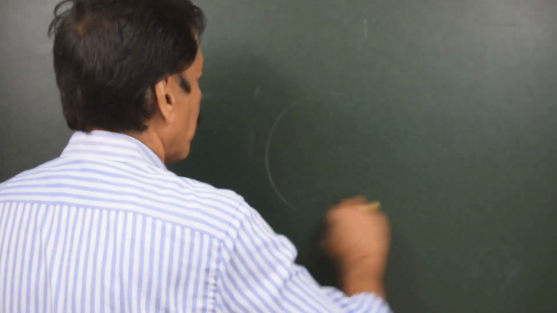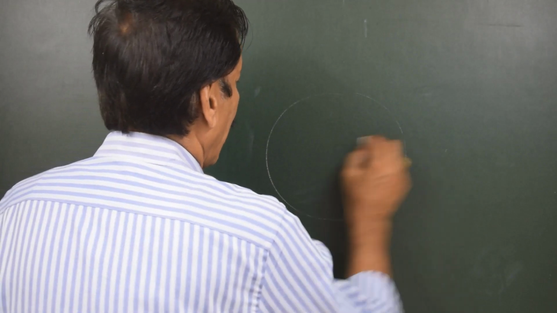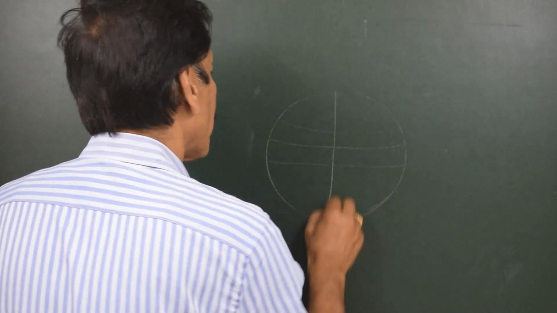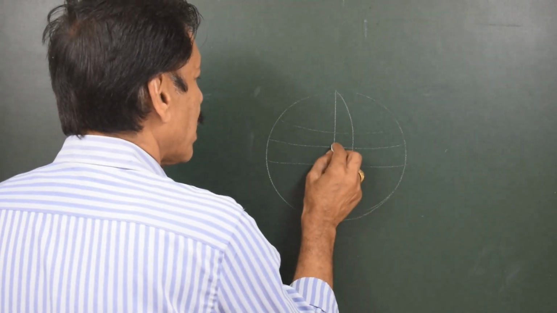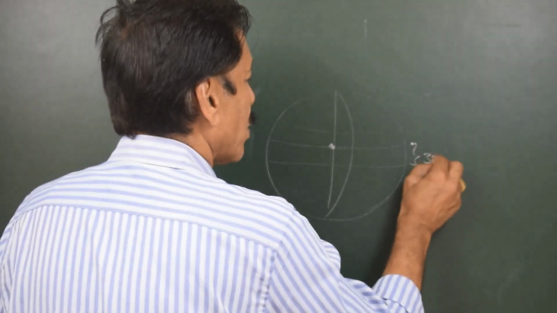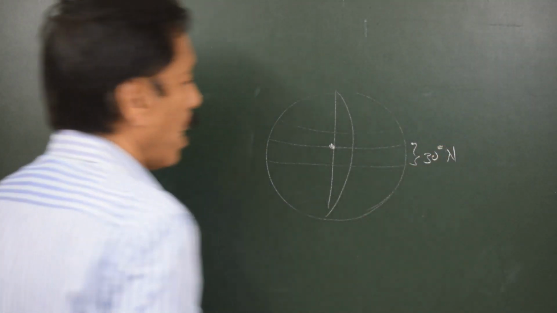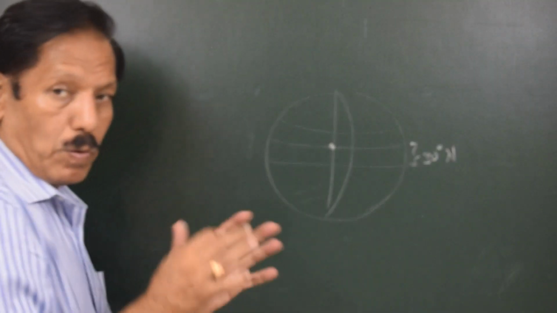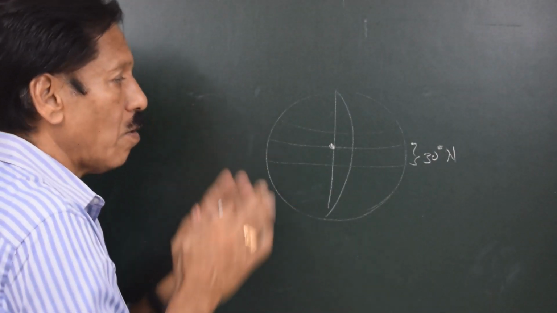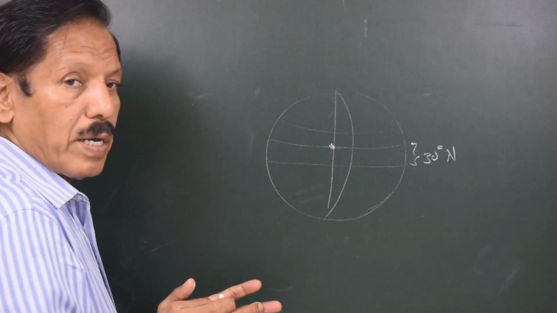Now coming back to the Earth, suppose this is the Earth, here is the equator, and these are the parallels of latitude, these are the meridians. If there is an observer at 30 degrees north, and I want to study that observer, I want that observer to come in the center of the picture, what can be done?